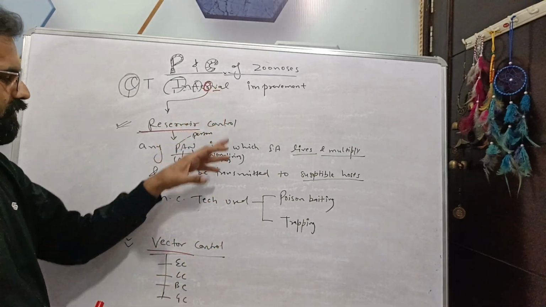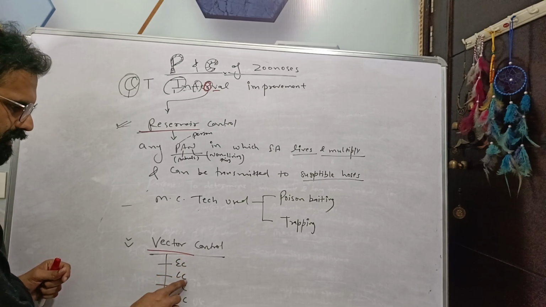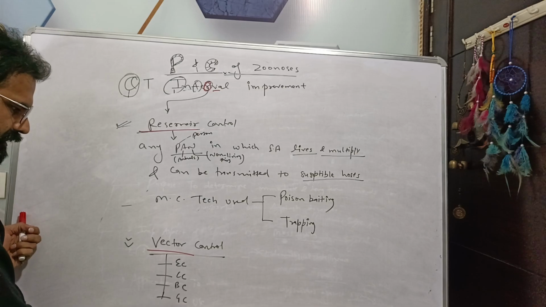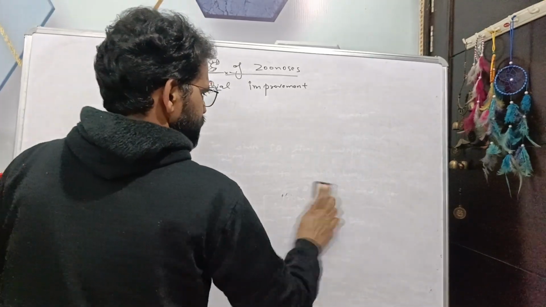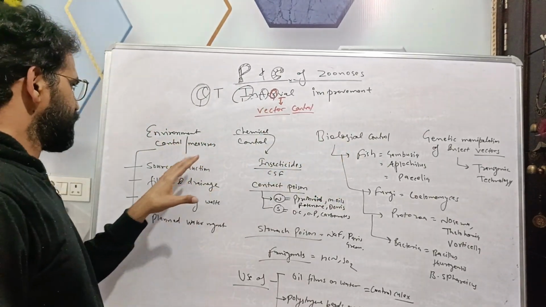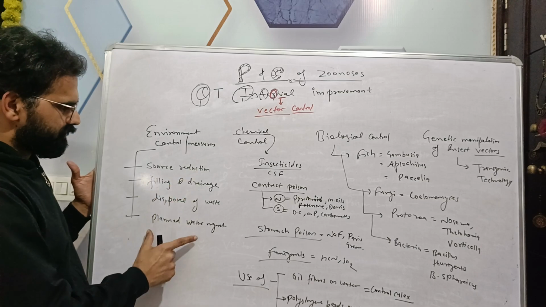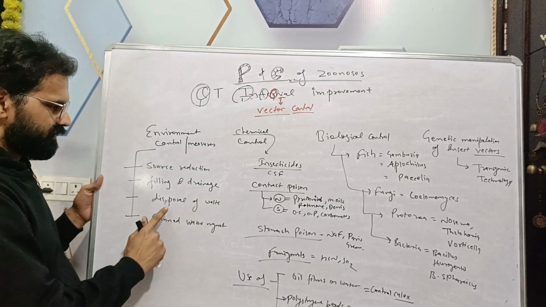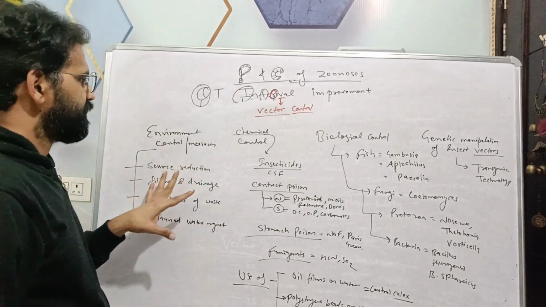Then V for vector control. It is of the following 4 types: environmental control, chemical control, biological control, and genetic control or genetic manipulation. First is environmental control or environmental measures. These include source reduction, filling and drainage, disposal of waste, and plant water management for the prevention and control of zoonosis.